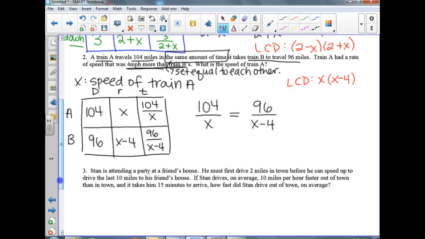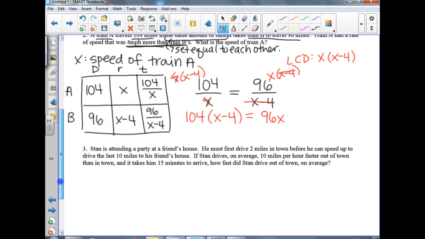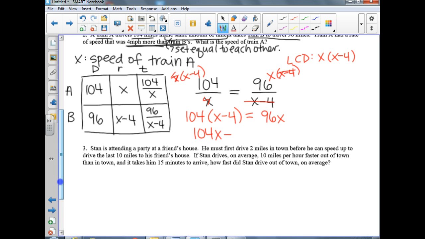So you multiply both sides by the LCD. So we have X times X minus 4. So what can I cross out on the left? The X's. So we get 104 times X minus 4 equals, that crosses out, 96X. So distribute the 104. What's 104 times 4? 400 is... 16. Oops. 416, thank you.